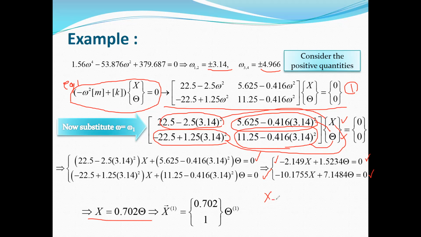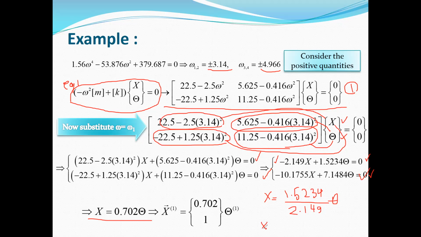From the first one and second one, if you simplify, you can obtain that X is equal to 0.7 times theta. Because both of these two equations are the same, from the first equation you can extract that X is equal to 1.524 divided by 2.149 multiplied by theta.